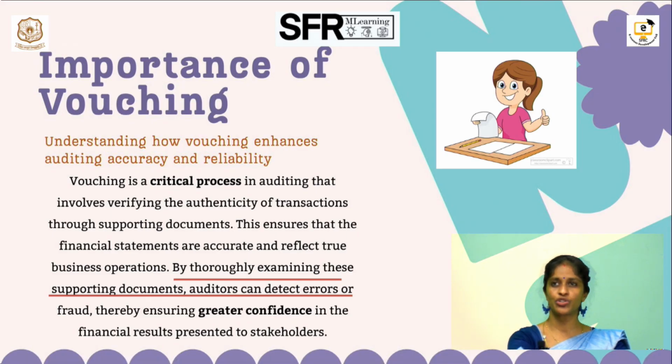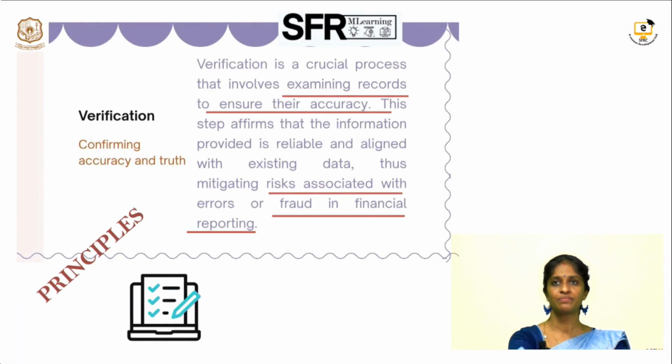And let us go to the topic of principles of vouching. The main principle, the first and foremost, is termed verification. That is what we explained in the previous slides: verification with the authentic document. Everything should be properly examined with the available evidence, and accuracy will be examined here.